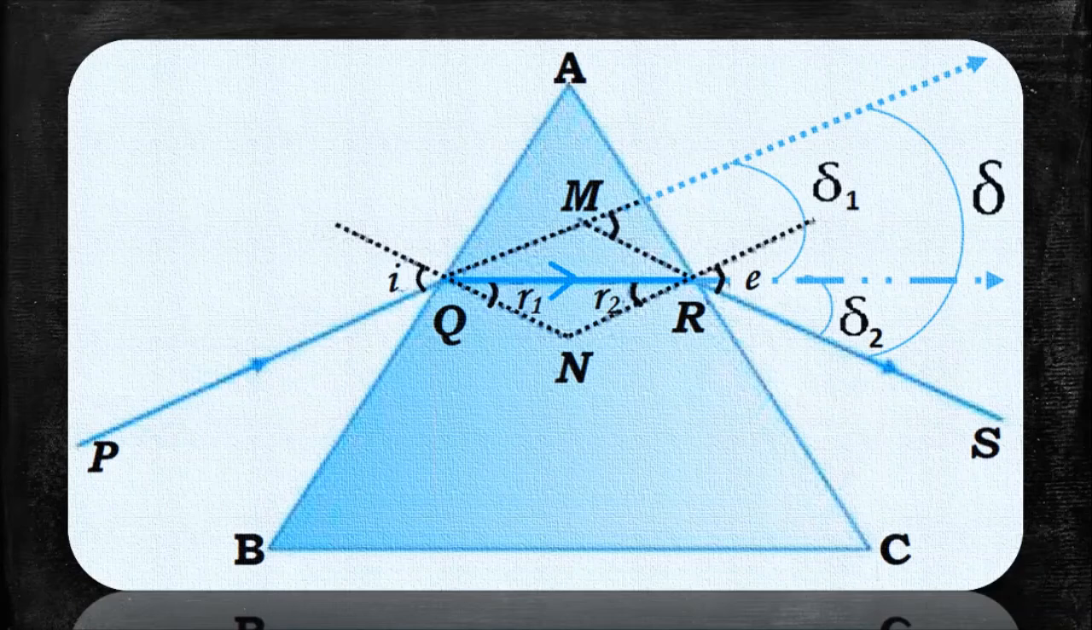Well, just a refresher for y'all. Ray PQ is the incident ray. I is the angle of incidence over here. R1 being the angle of refraction at point Q. QR is the refracted ray, R2 is the other angle of incidence on the interface AC at the point R, and angle E over here is the angle of emergence, correct?